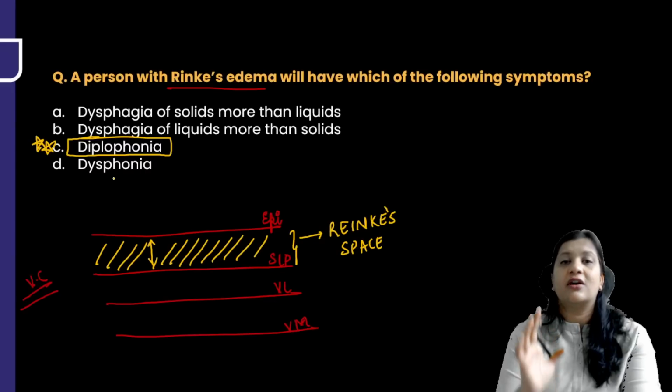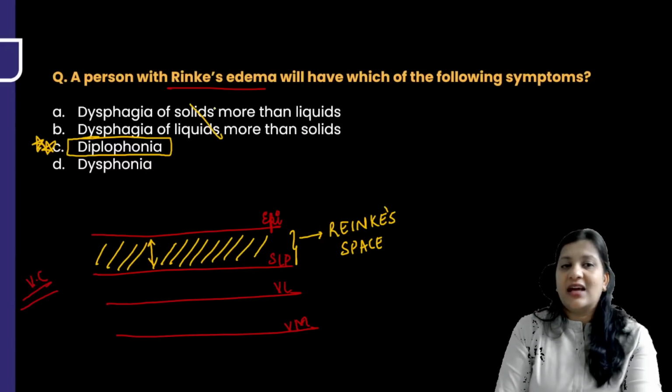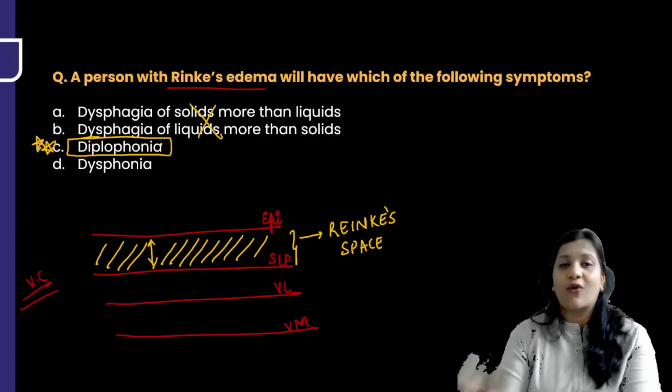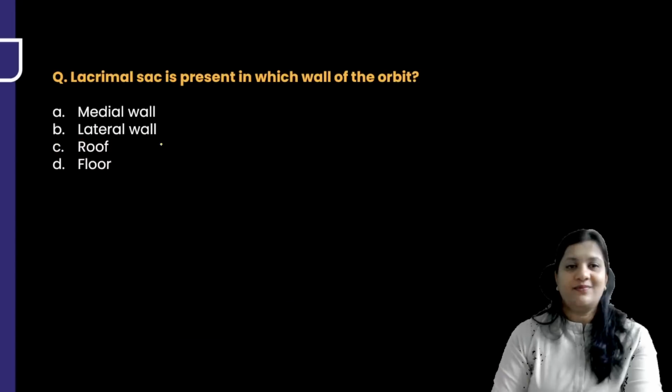Diplophonia is a feature that you see in Reinke's edema. Now dysphagia cannot be a feature because this is a laryngeal pathology. It has nothing to do with hypopharynx or the esophagus, nothing to do with your digestive tract at all. So no question of dysphagia. They will only present to you with diplophonia.